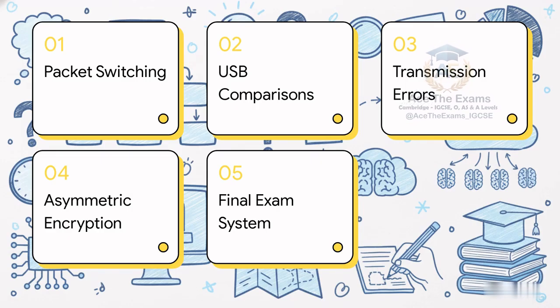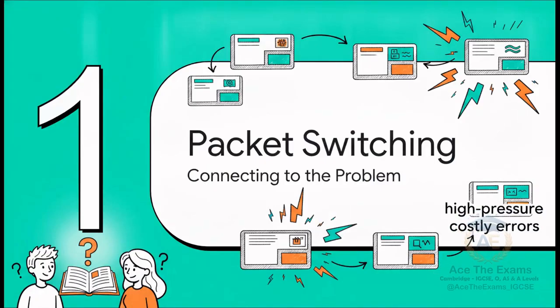Okay, let's take a quick look at the master blueprint for today. We're covering packet switching under pressure, decoding those tricky USB comparisons, catching transmission errors, cracking asymmetric encryption, and finishing up with the ultimate exam system. Section 1. Packet switching under pressure.